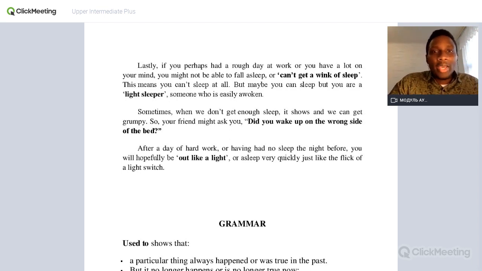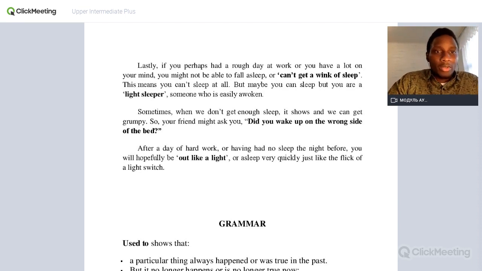So maybe you can sleep, but you're a light sleeper. There are two kinds of people. We call them heavy sleepers and light sleepers. Light sleepers are people who are easily woken by a little sound. Heavy sleepers, even if an earthquake is happening, are still fast asleep.